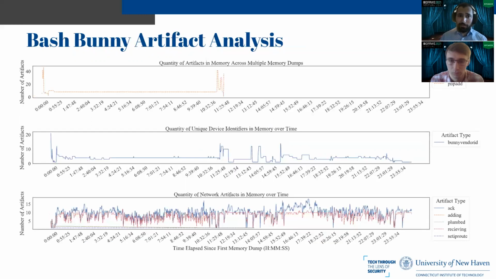However, if we go back to the Bash Bunny and look at that same bottom graph, you can see that there's a much higher ratio of ACK to receiving events. And this attack platform does in fact have an Ethernet gadget on board. So we surmise that it may be possible to determine whether or not a USB device plugged into a machine has an Ethernet interface based on analysis of these logs.